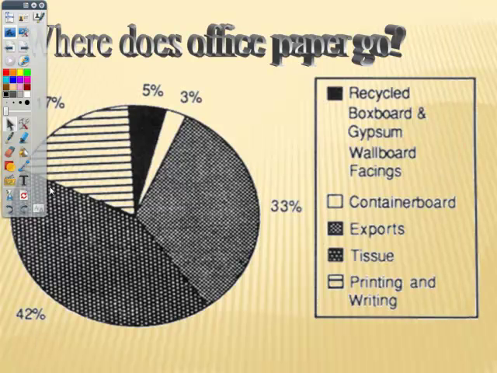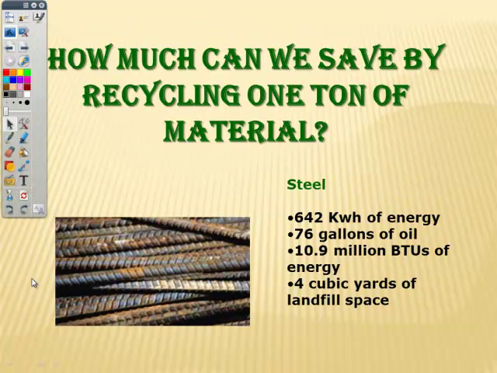But what's interesting is, where does our paper go? If you take a look at this diagram, you will see that much of our paper goes to 2 different places. First of all, a large percentage, in our case 33%, is exported, but also a large amount of our paper is made into tissue paper. All right, just something that you might find interesting. It's basically tissue paper or exported to other countries. That's where most of our paper goes.